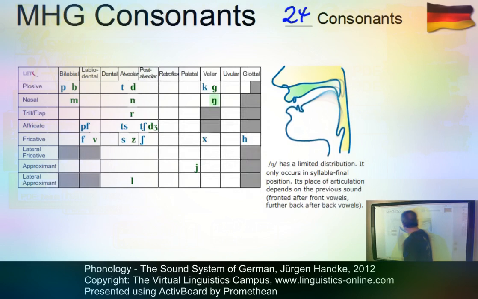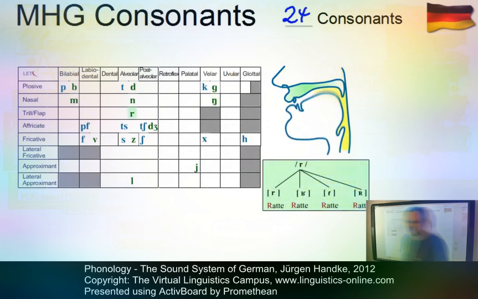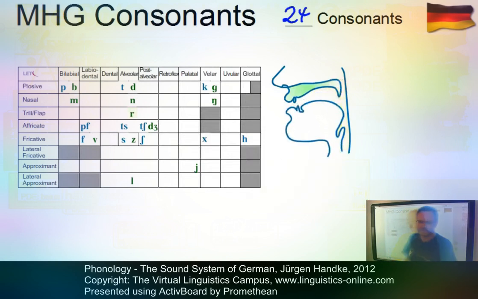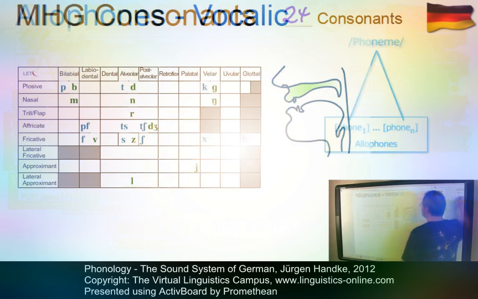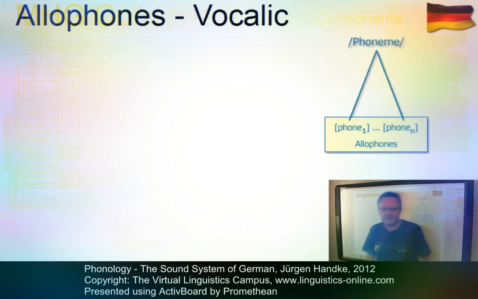Some consonants involve a high degree of variation, and this applies in particular to the realization of the R in German. We will come back to this in a second. A number of phonemes exhibit variants that occur in complementary distribution or are free variants of a particular phoneme. Both supplement the phonological analysis of German. So let's look at these effects in more detail. Let's look at vocalic variation first.